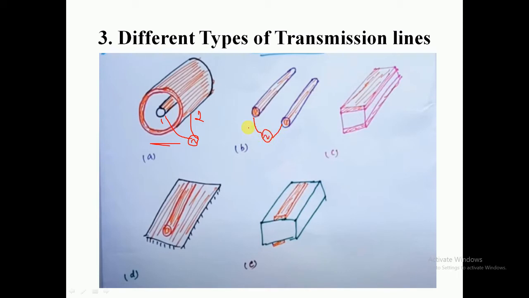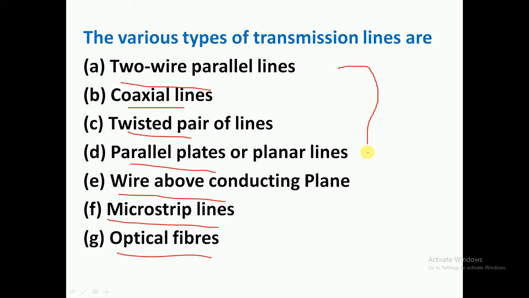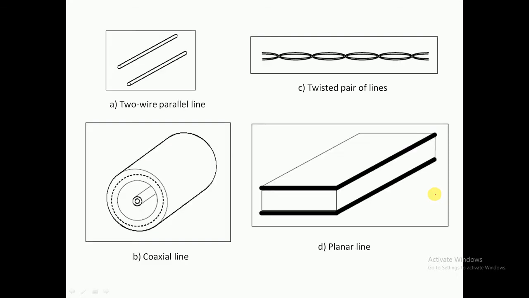So what are the major types of transmission lines? We have two wire parallel lines, coaxial lines, twisted pair lines, parallel plates or planar lines, wire above conducting plane, microstrip lines and optical fibers. So these are the different types of transmission lines, and one by one we can see the figures of these for better understanding. In this figure the first one is two wire parallel lines.